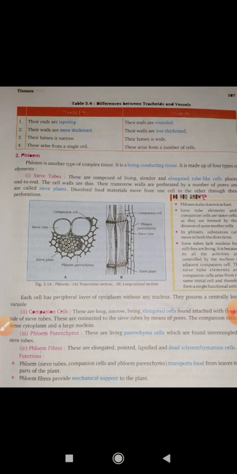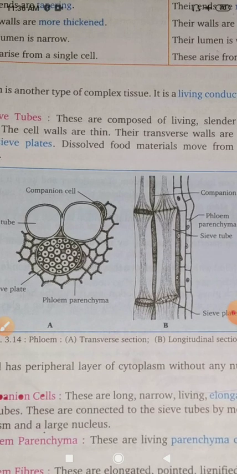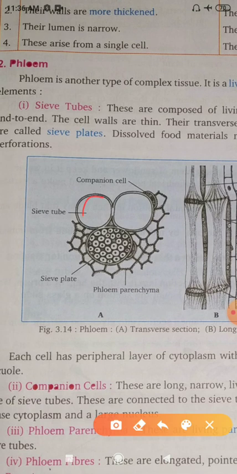Second is companion cells. Companion cells are long, narrow, living, elongated cells. They are found attached to the side of sieve tubes. You can see on your screen also. These are the sieve tubes, and here you can see the cells present next to the sieve tube. These are known as the companion cells.